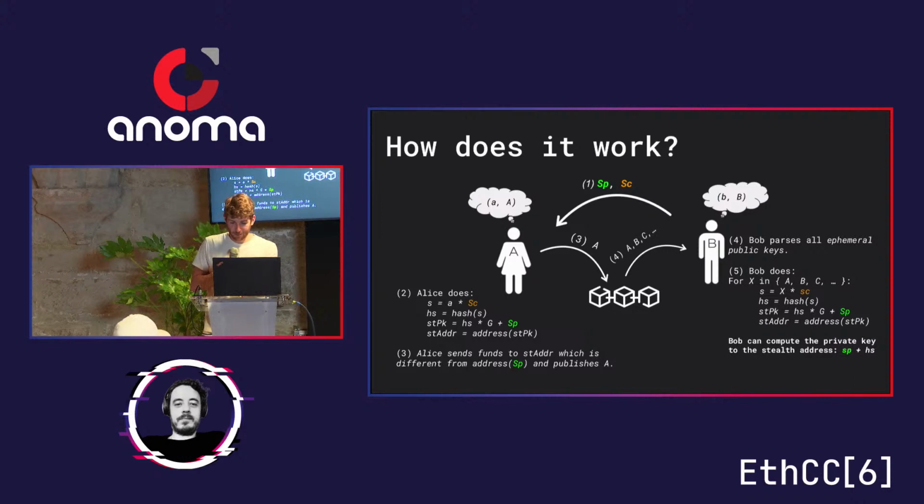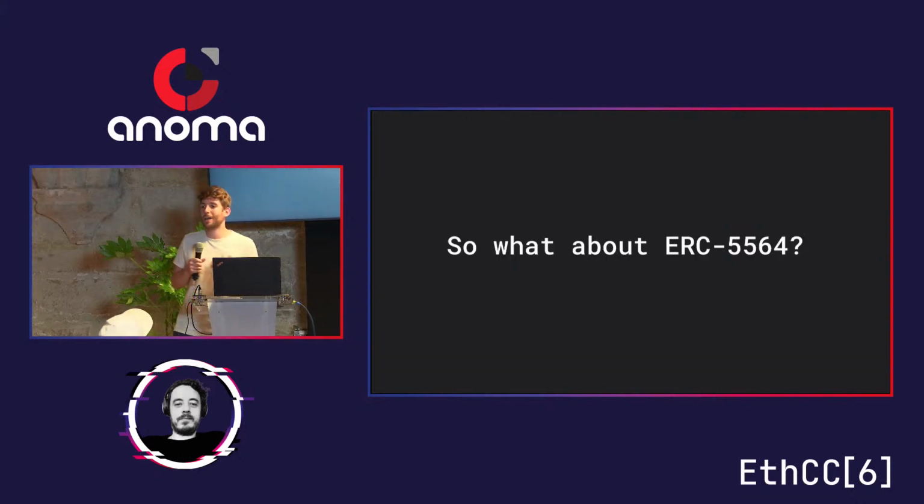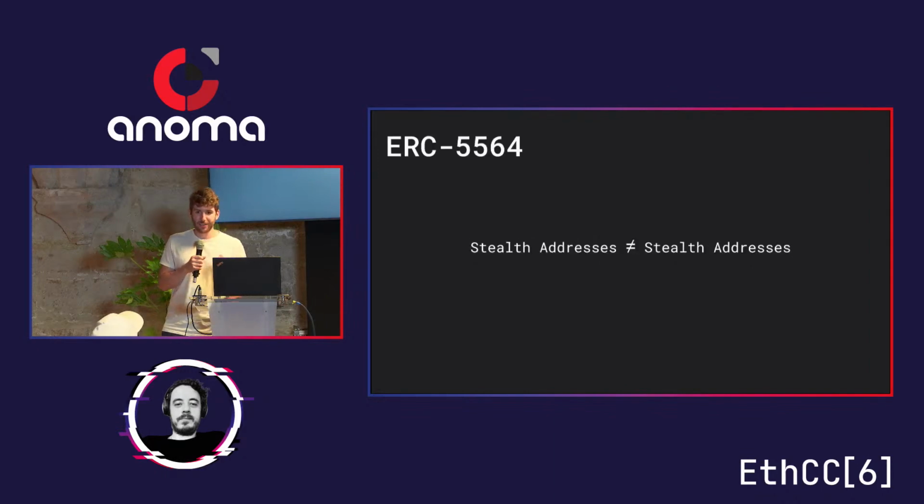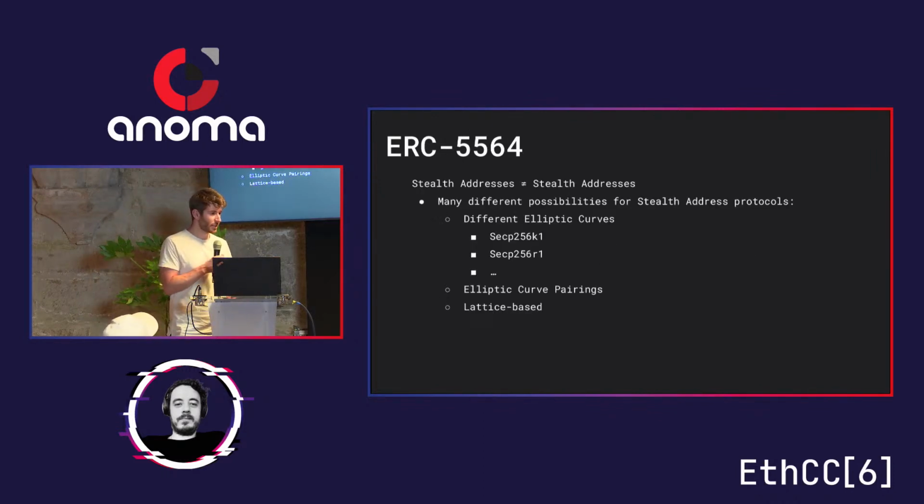Right, so that was enough elliptic curve math for now. Let me quickly tell you why we need some standardization, so why there is even an ERC required for stealth addresses. The problem with stealth addresses is that not every stealth address protocol is equal to another stealth address protocol. So you can use many different ways to generate stealth addresses.